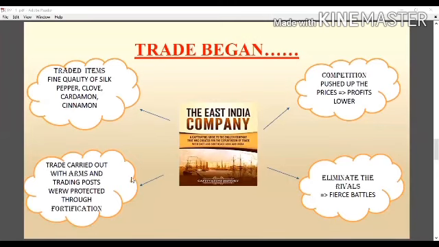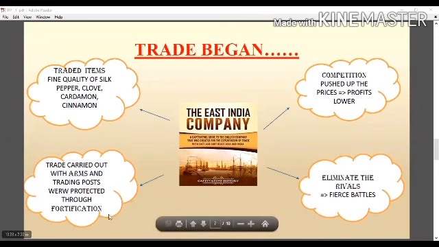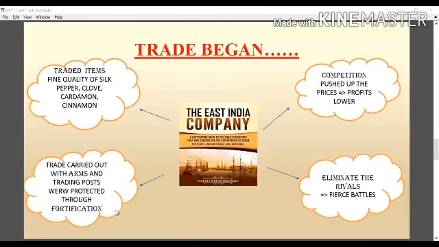The trade was carried out with arms, and the trading posts were actually protected through fortification. What does fortification mean? That they were creating their areas as bounded, that nobody else could come in. So they were trying to protect their own trading routes. So this is the way that the trading routes were set up, and the East India Company had tried to take over the sole monopoly of trading with the Indians.